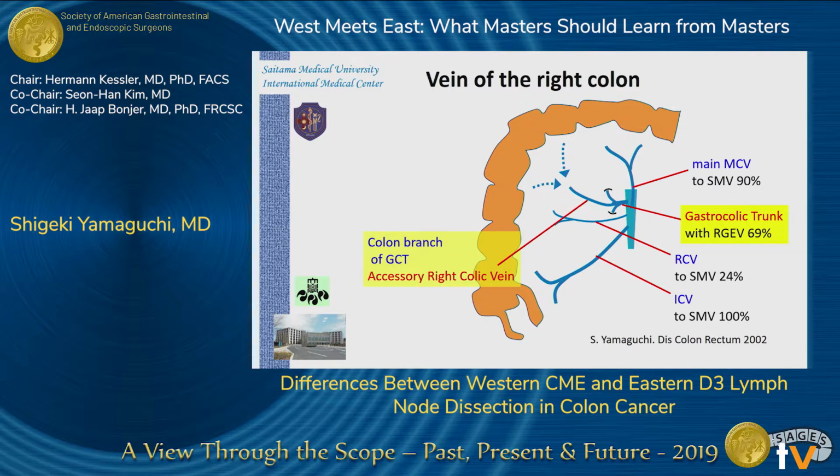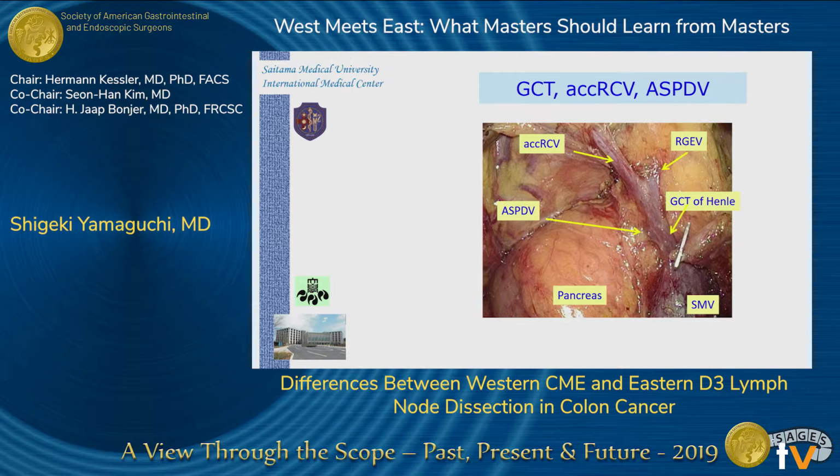So how about the gastrocolic trunk of Henle? I just checked only the communication with the right gastroepiploic vein, in about 70% of cases. Then which part of the colon does it drain? Ascending colon 20%, and 40% from the transverse colon. But this site is very similar to the hepatic flexure. If we remove this part of the lymph nodes, we expose the superior mesenteric vein and the gastrocolic trunk of Henle here, and here is a pancreatic vein, and also here is a gastroepiploic vein. And we usually divide this part, only the colic, which we call the accessory right colic vein.